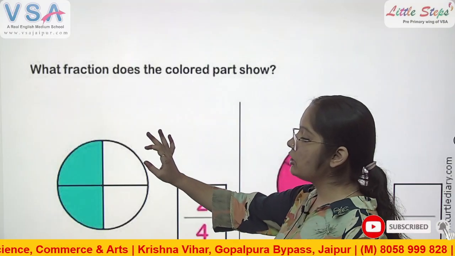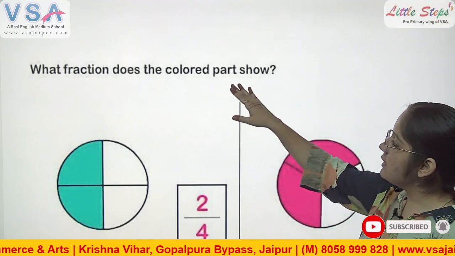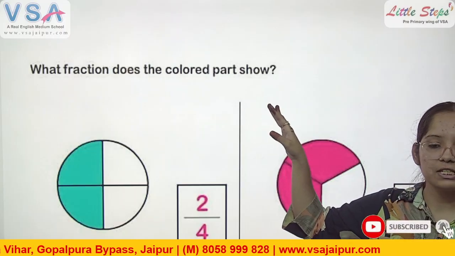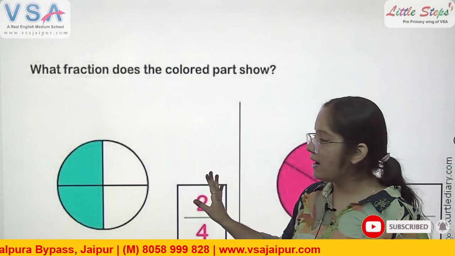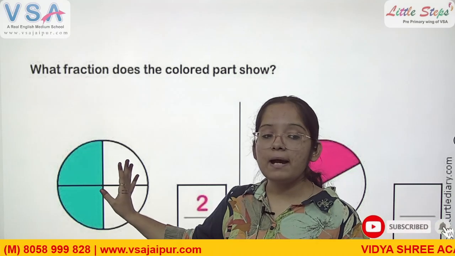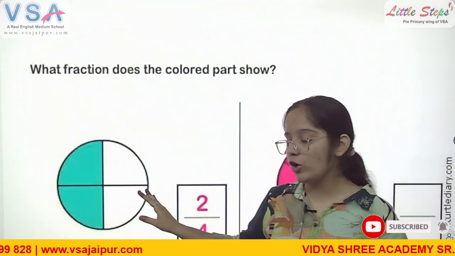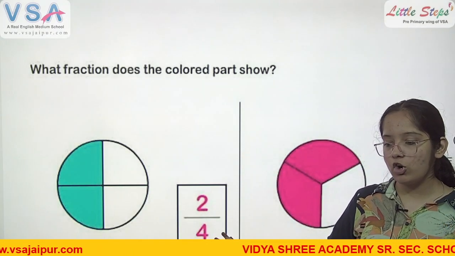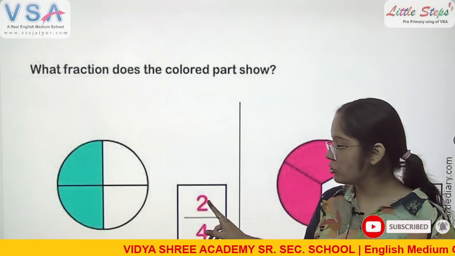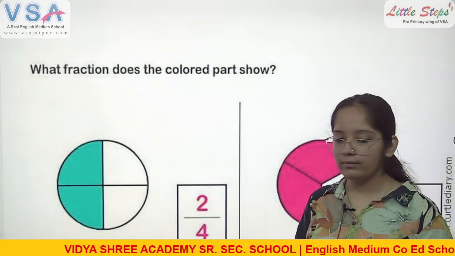Now read the question. What fraction does the colored part show? Means we have to show the fraction of which parts? Colored parts. This is a circle. How many total parts? 4 parts. So what will be in the lower part? 4. And colored parts are 1 and 2. So 2 upon 4.